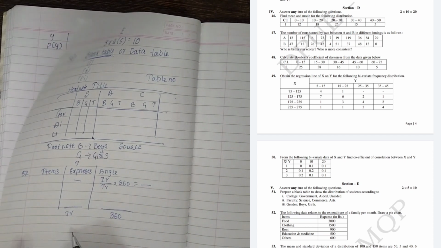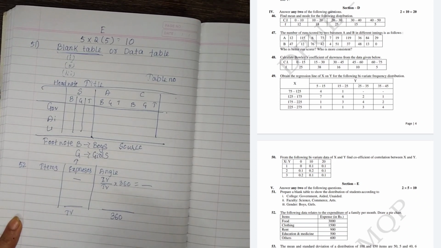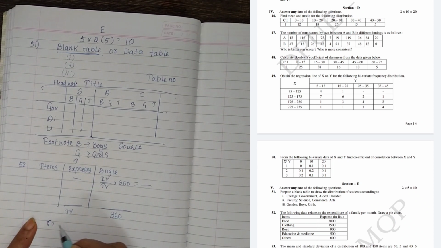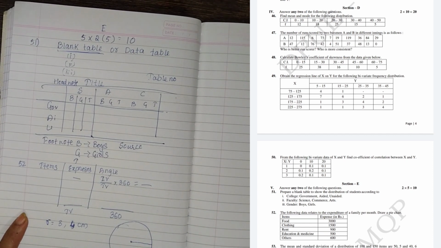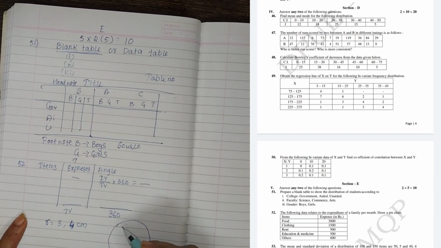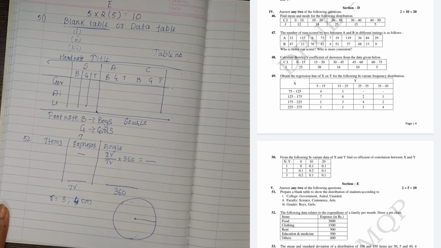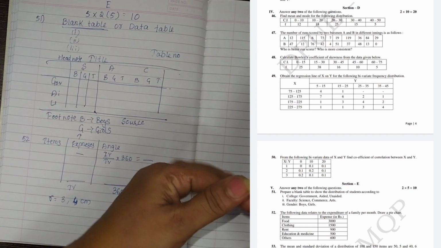Then by using a protractor and compass you have to draw one pie diagram. Radius also you have to mention, either 3 centimeter or 4 centimeter, according to what you are taking. This is 3 centimeter. Then keep it and calculate all the values in the diagram. This is the second question of 5 marks, a practical oriented question.